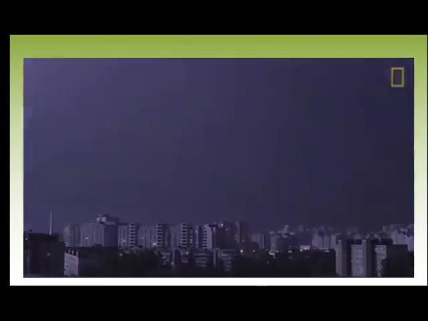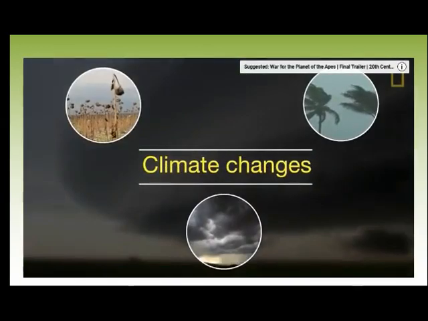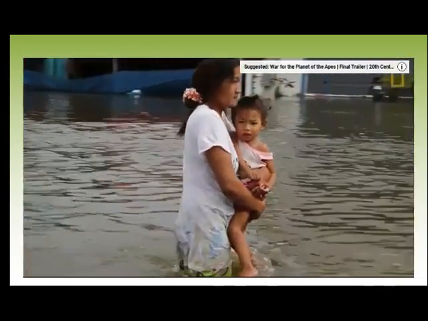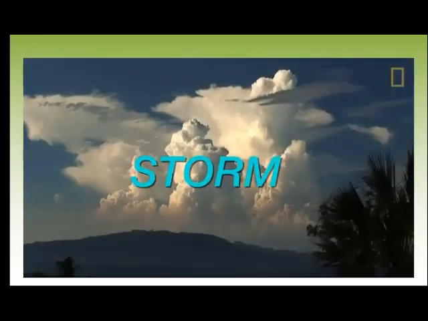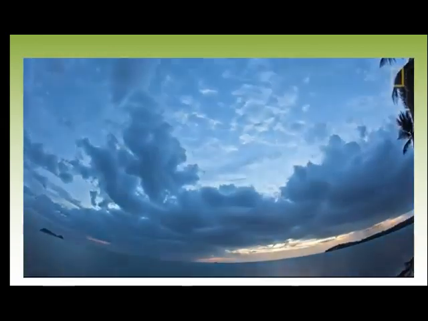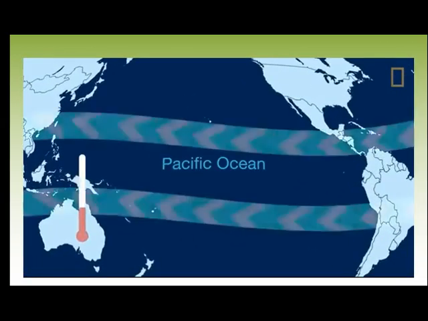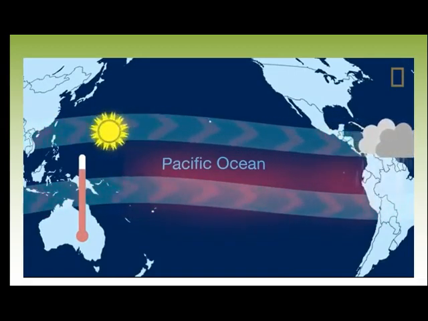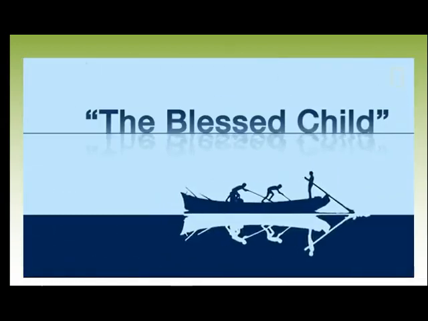A force of nature unlike any other, El Niño is capable of unleashing a fury of climate changes and natural disasters that span from Alaska all the way to South America and beyond. What causes El Niño, and how are we affected by it? El Niño is not a storm, but rather a weather phenomenon in the Pacific Ocean. During an El Niño, the surface water temperature warms up, leading to complex weather patterns. South American fishermen in the 19th century, describing warmer waters during Christmas time, coined the name El Niño, Spanish for the Blessed Child.